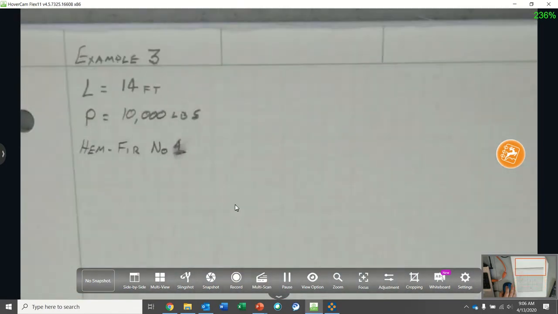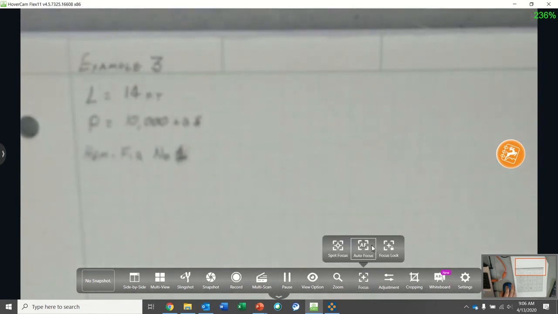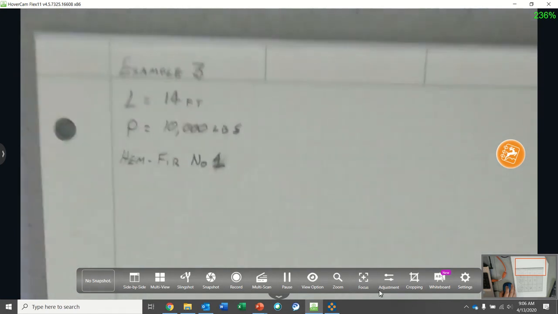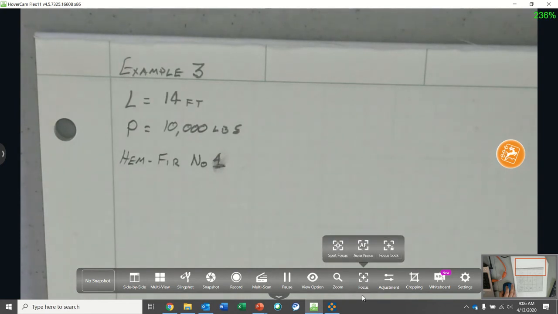Here's what we know. Let me bring this up so we can see what I'm doing here. And let's do an autofocus. It doesn't want to focus. There we go. Focus lock.